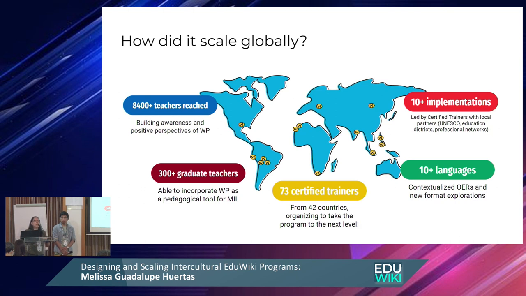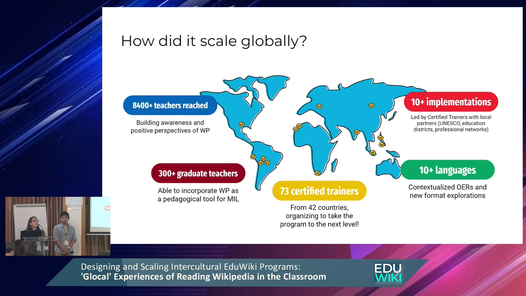A few hundred more have engaged in the program as participants, but maybe they didn't complete it. And we have seen this from more than 10 implementations led by certified trainers, by Wikimedians themselves, who have engaged in very important partnerships as well with local UNESCO offices, with districts, education districts, local instances of the ministries of education, and also teacher networks.